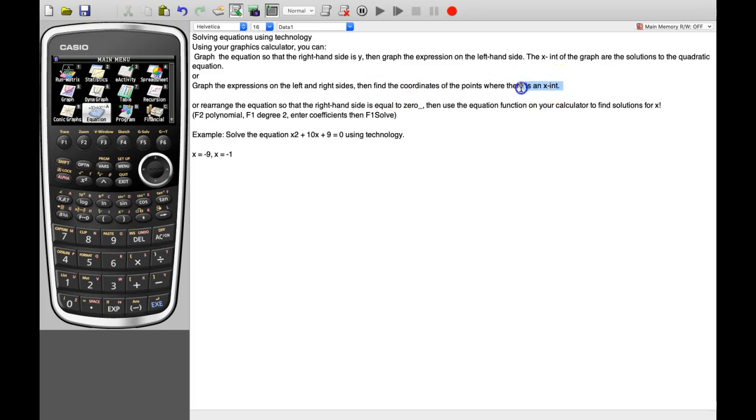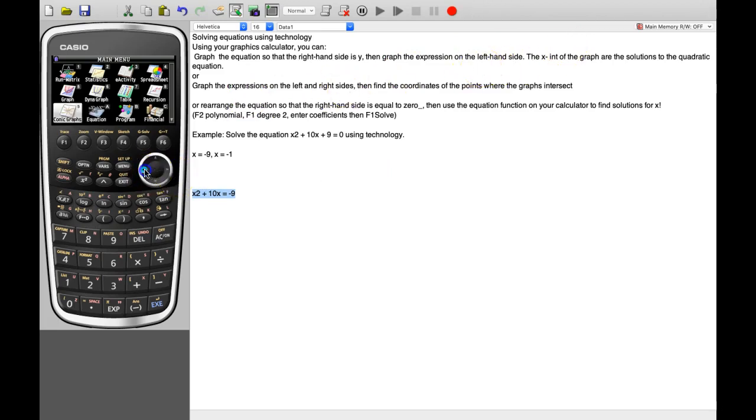Or we can graph the expressions on the left and right-hand sides if we've got two. So if we had something like x squared plus 10x equals negative 9, we could find the coordinates of the points where the graphs intersect. So we'd graph both of these and then we'd find the points of intersection. But I'm just going to do the first way. It's probably the simpler way of doing it.